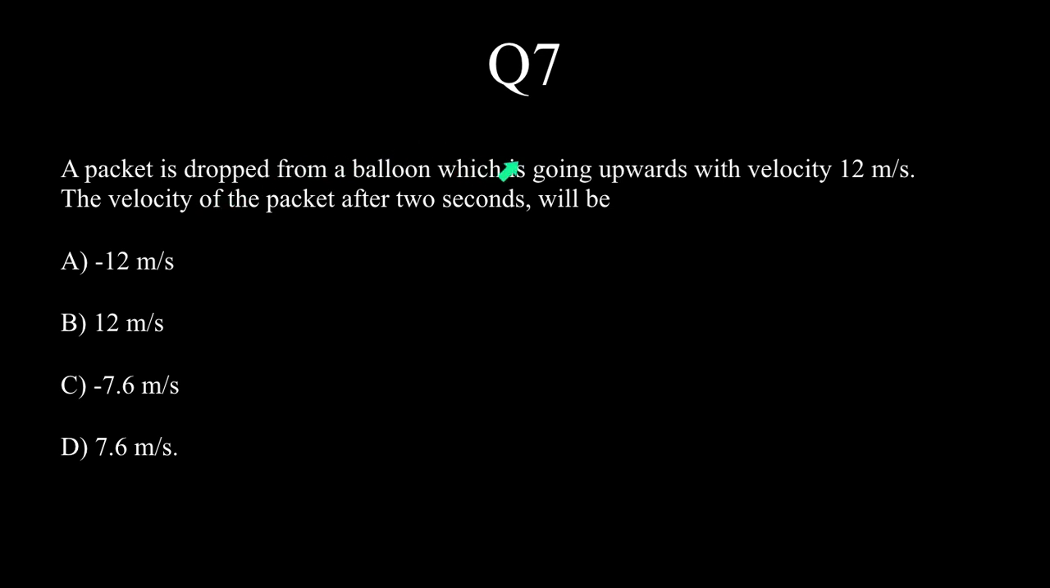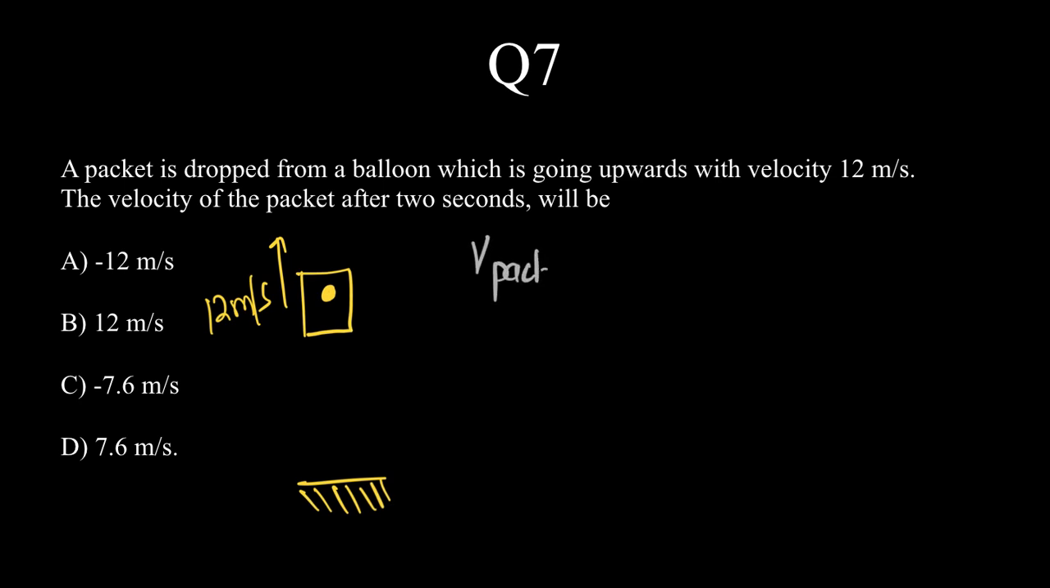A packet is dropped from a balloon which is going upwards with velocity 12 meter per second. The velocity of the packet after 2 seconds will be? See, let us assume this to be the ground. The balloon is rising upwards and the speed is 12 meter per second. There is a packet inside this. At this height, at this velocity, we can say that the velocity of the packet is equal to the velocity of the balloon.